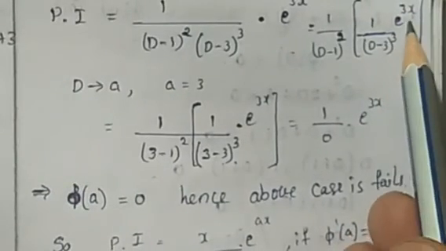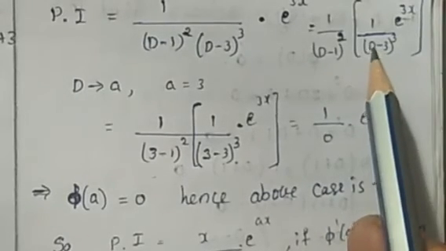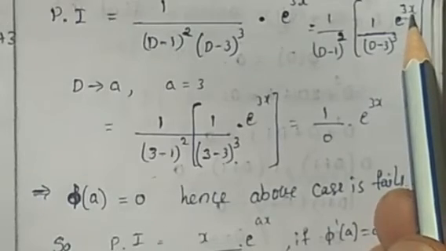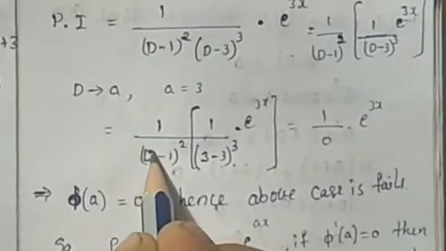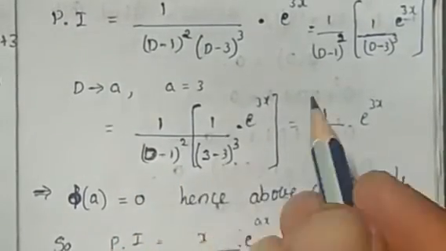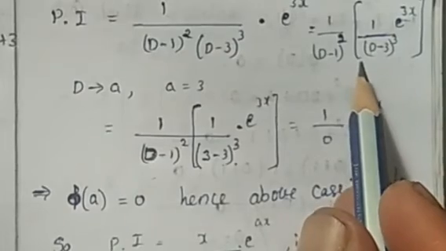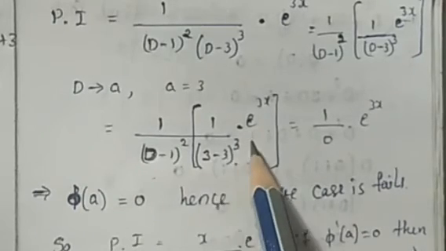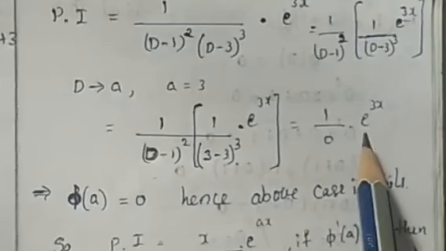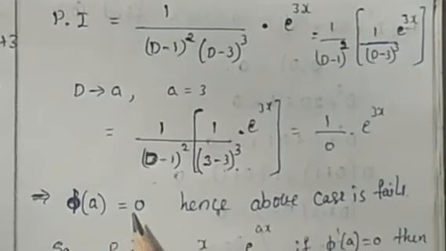As we know, for the form e power ax, D is replaced by a. The value of a is 3, so D tends to a with a equal to 3. So 1 by (D minus 1) whole square stays as it is, since we are not changing anything in it; we apply the replacement only to the other factor. In 1 by (D minus 3) whole cube, we replace D by 3. So 3 minus 3 whole cube into e to the power 3x. 3 minus 3 is 0, so we say the above case fails. 1 by 0 e power 3x comes, hence the above case fails, because PI of a is equal to 0.